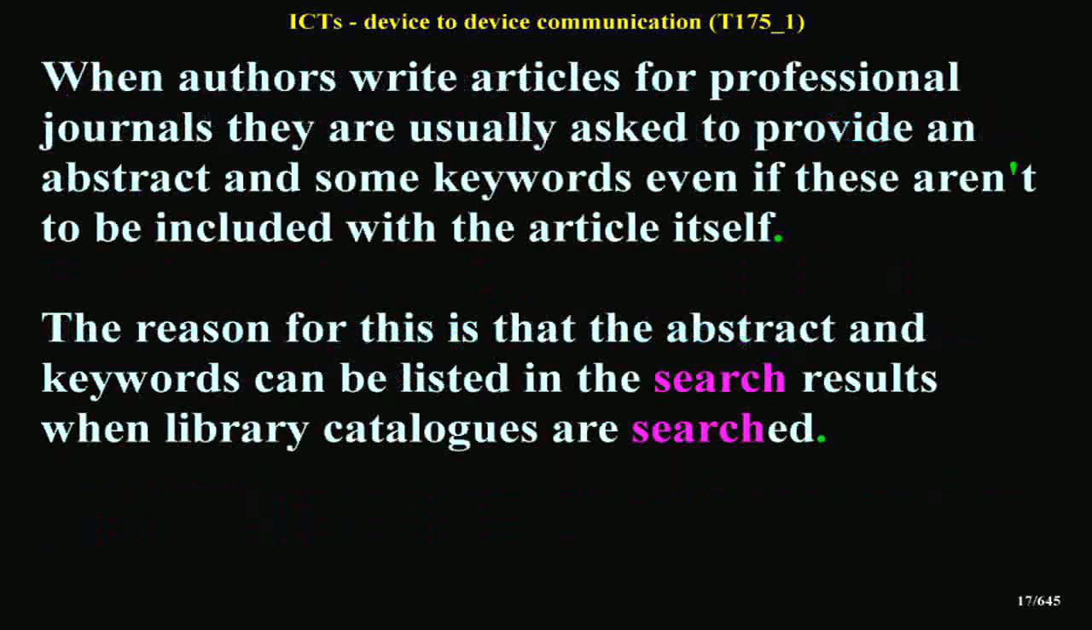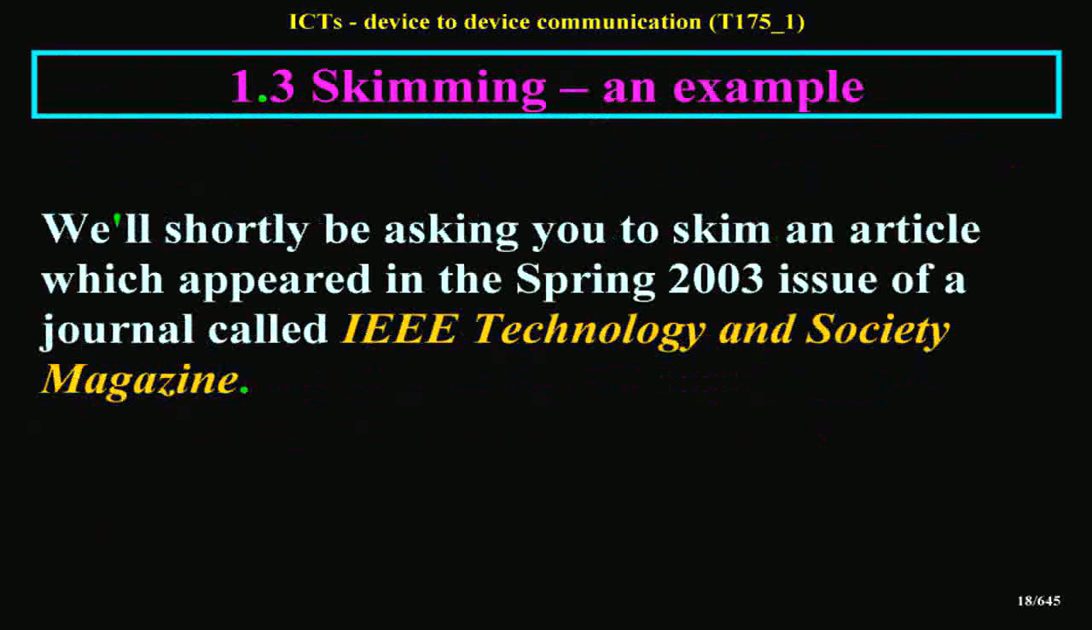When authors write articles for professional journals, they are usually asked to provide an abstract and some keywords, even if these aren't to be included with the article itself. The reason for this is that the abstract and keywords can be listed in the search results when library catalogs are searched. 1.3 Skimming an example.